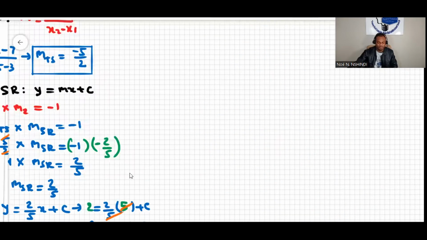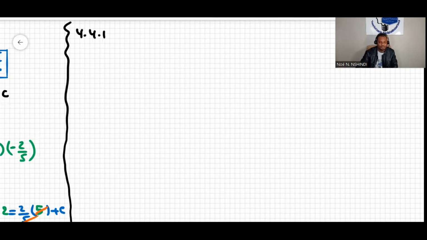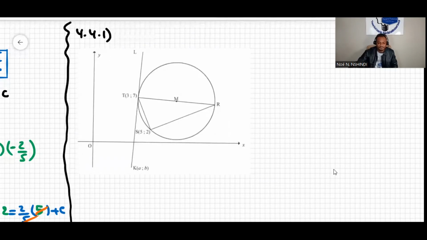So I'm going to move my board over here. Let me just split it like this. I think I need to reproduce the same diagram. Let me write here 4.4.1. Let me just do the diagram. All right, I'm going to place the diagram over here.